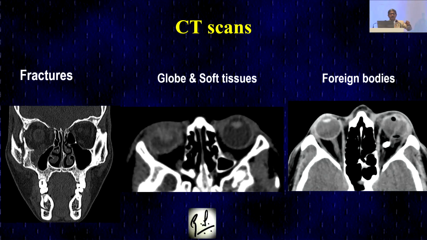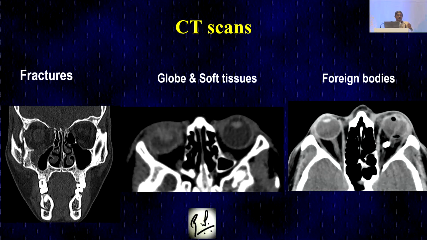In the middle image, apart from the bony structures, you see a flat tire sign, a deformed globe. Again, if you're not paying attention to the soft tissue, you'll be missing these scans. And of course, on the right slide, you see the radio-opaque foreign body. So how do you know whether it's plastic, metal, and so on and so forth?